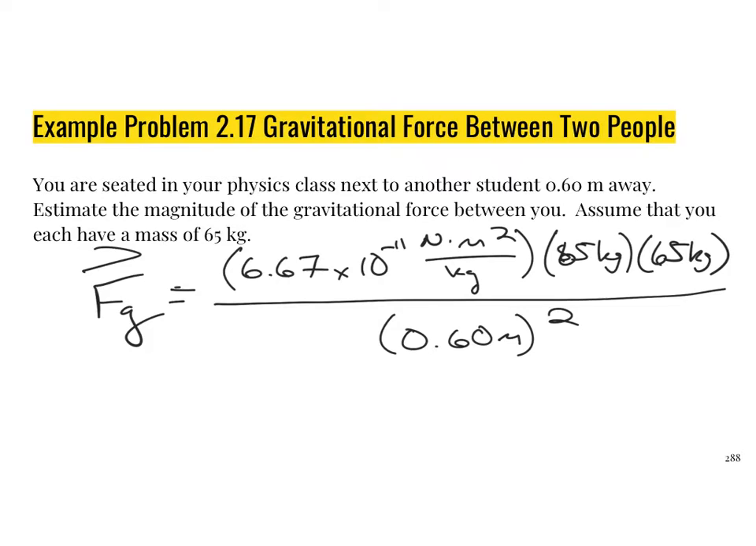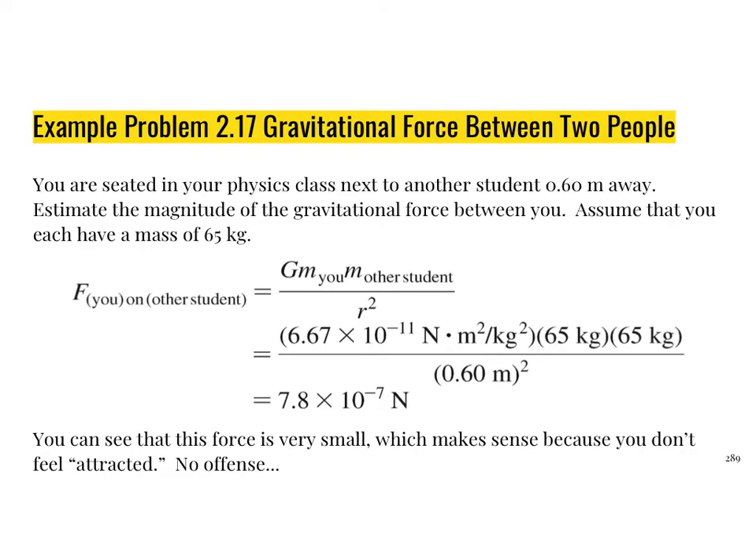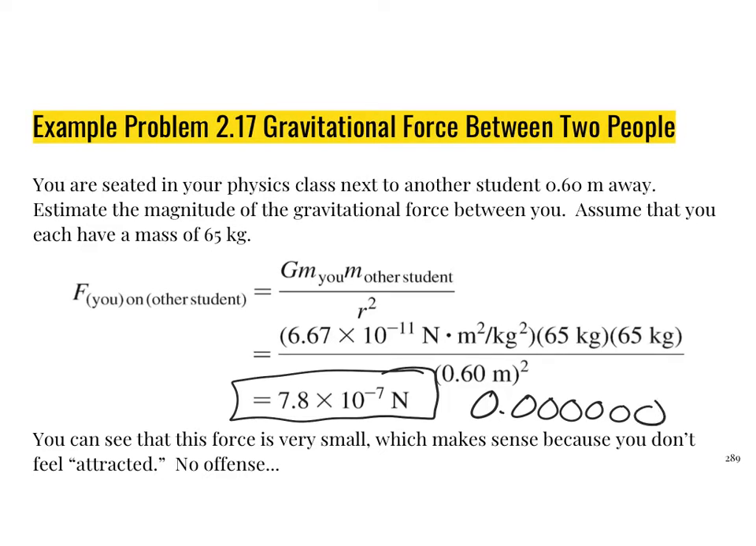We're saying that when I have two masses next to each other, there is a force that's bringing those two together. And if I quantify that force out, I get about 7.8 times 10 to the negative 7th newtons. Anyway, the force is essentially immeasurable.